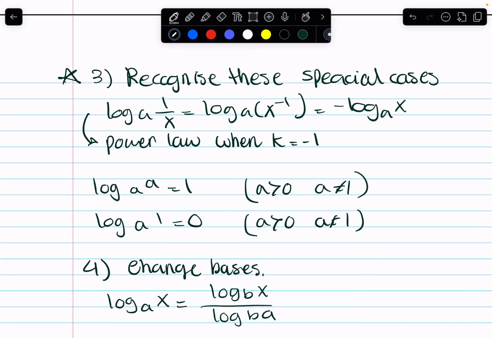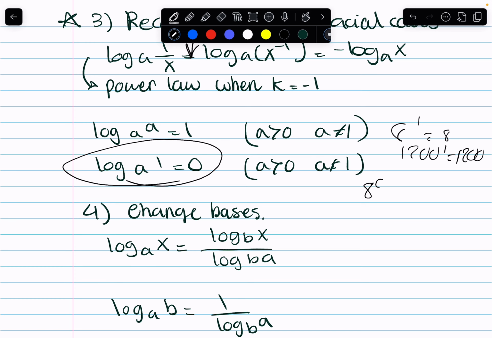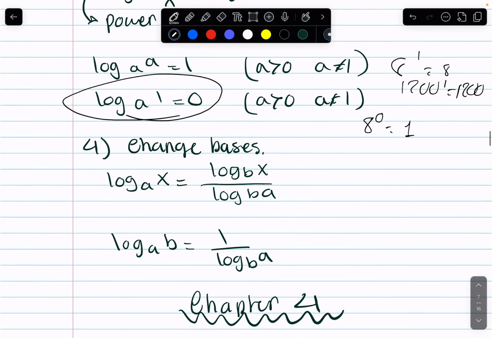Recognize these special cases. If you have log of 1 over x, it's basically log of x to the power minus 1, which you could again bring this power to the front, so negative log ax. This only applies when k is negative 1. Log a of a is always 1, so any number to the power of 1 is always that number. Like 8 to the power of 1 is always 8, 1200 to the power of 1 is always 1200. Log a of 1 is always 0, because any number to the power of 0 is 1.